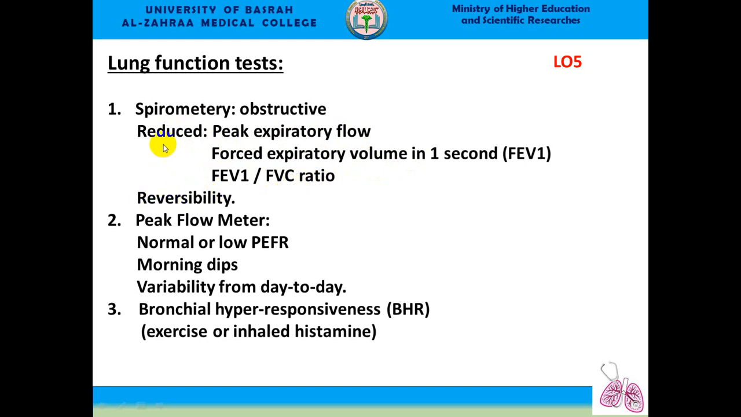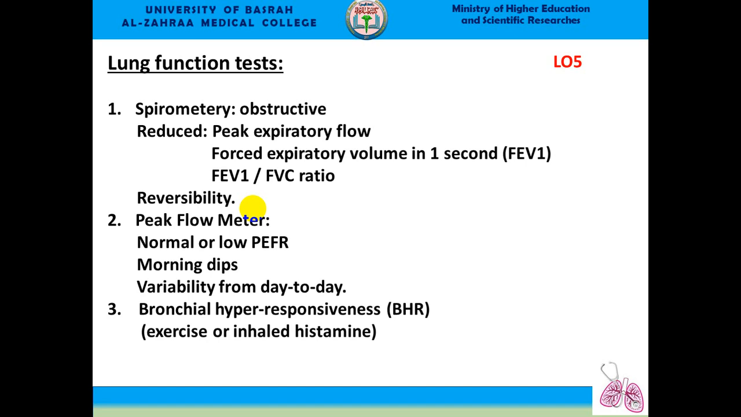And very characteristic of a spirometer is the reversibility that we talked about. In asthma, there is reversibility of the condition when we introduce a bronchodilator or sometimes spontaneously. On a peak flow meter, usually the patient will have either normal or low peak expiratory flow. But there is a characteristic what is called morning dipping. And I will show you the meaning of morning dipping in the peak flow meter.